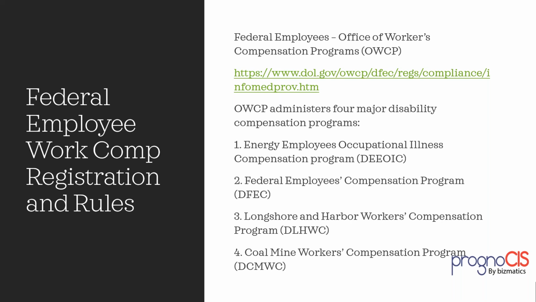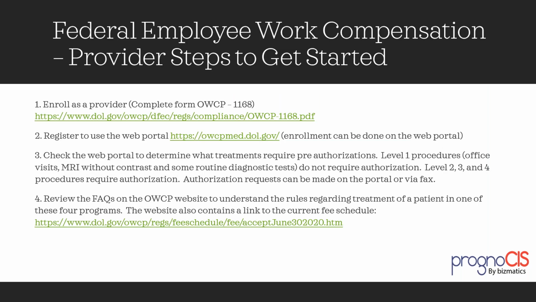But they do administer 4 programs: the Energy Employees Occupational Illness Program, the regular federal employees compensation program, which is an umbrella of basically everyone else who's not one of these other 3 groups, the Longshoremen and Harbor Workers Compensation Program, and Coal Miners Workers. So they have some really specific things for 3 different programs related to some really occupational hazards, and then the program for all the other federal employees. So at the top there's a link to some information there, and then on this page, another process is to get started to provide federal employee work comp treatment.